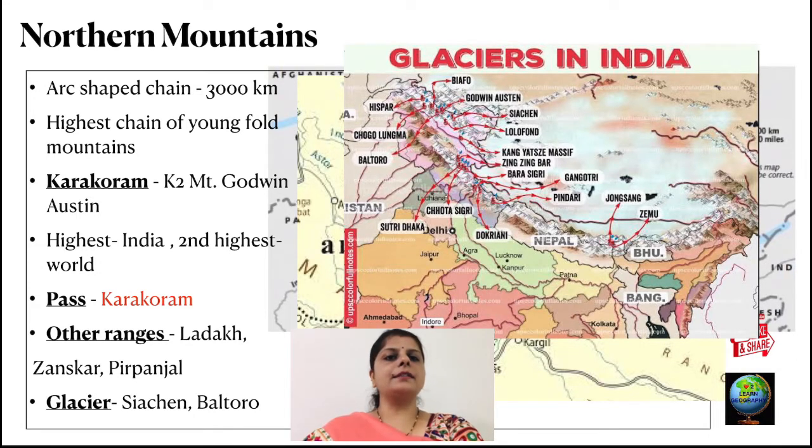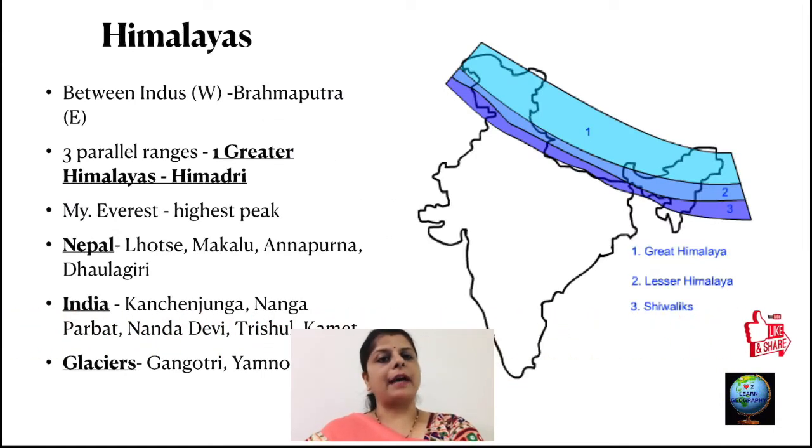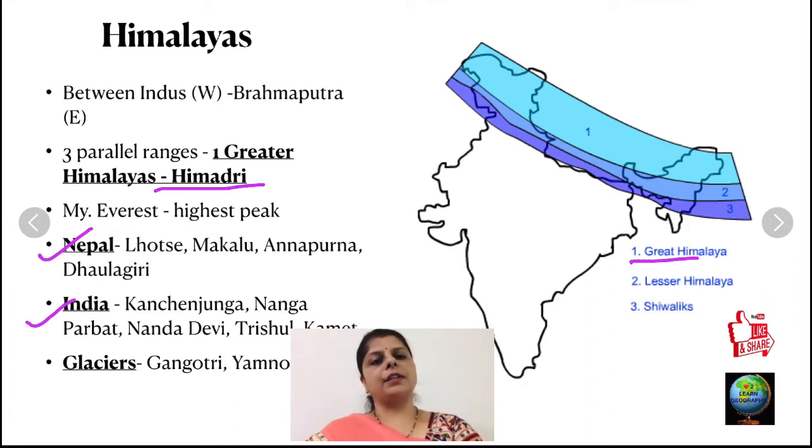Next are the Himalayas, which are actually divided into three parallel ranges. First, the Greater Himalayas, which is known as Himadri. It is located between the river valleys of Indus and Brahmaputra. In Nepal, we have Lhotse, Makalu, Annapurna and Dhaulagiri. In the Indian part, we have Kanchenjunga, Nanga Parbat, Nanda Devi, Trishul and Kamet. Here, glaciers like Gangotri and Yamunotri originate from the Himalayas.